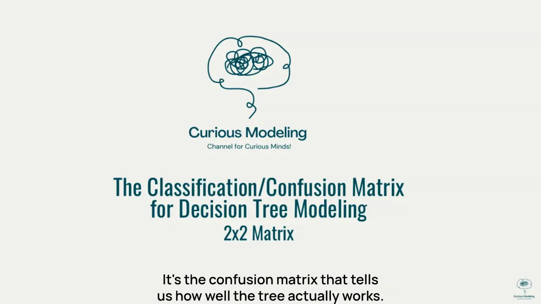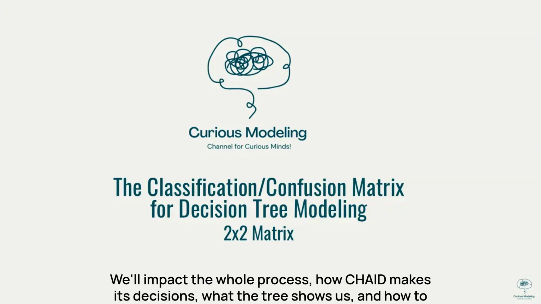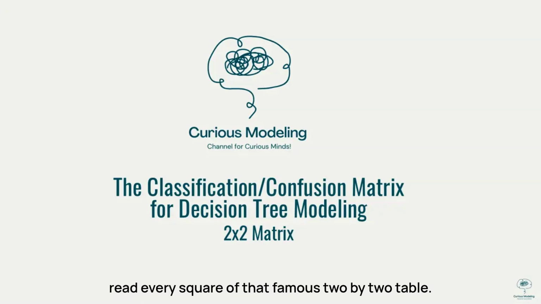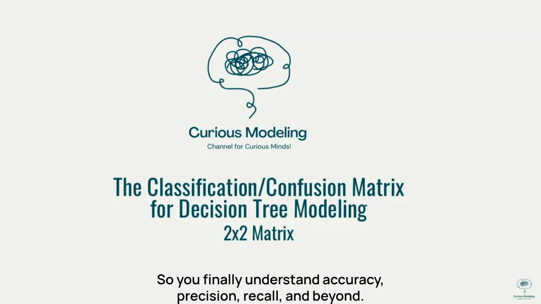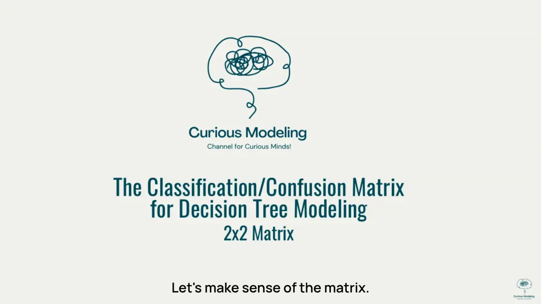the tree actually works. We'll unpack the whole process: how CHAID makes its decisions, what the tree shows us, and how to read every square of that famous 2x2 table, so you finally understand accuracy, precision, recall, and beyond. Let's make sense of the matrix.